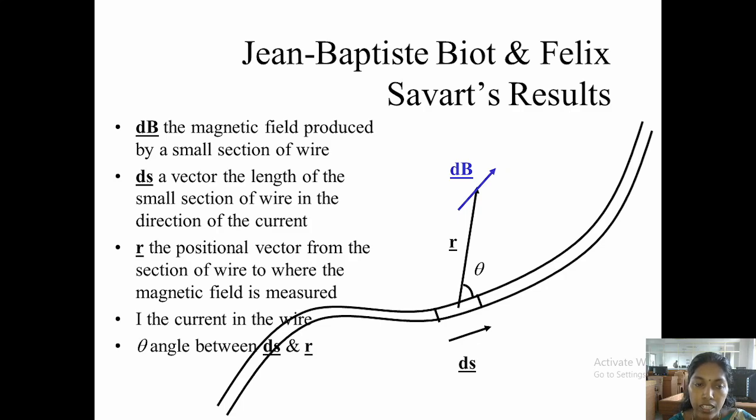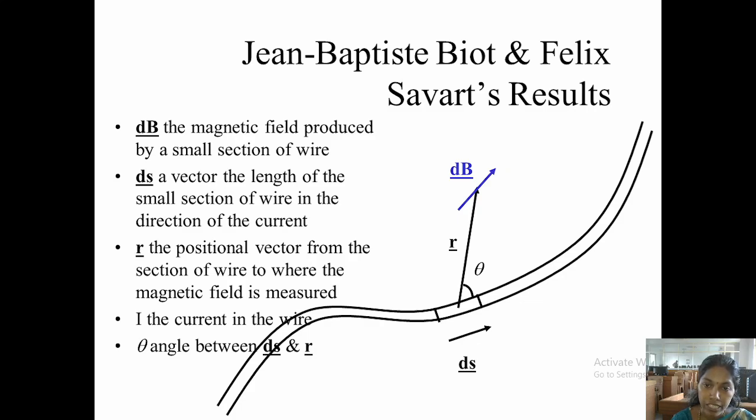dB, meaning the change of magnetic field, is produced by a small section of the wire. The entire wire is there, but we get the magnetic field from a certain section. ds is the vector length of the small section. r is a position vector from the section of wire to where the magnetic field is measured. I is the current in the wire. Theta is the angle between the ds and r vectors.